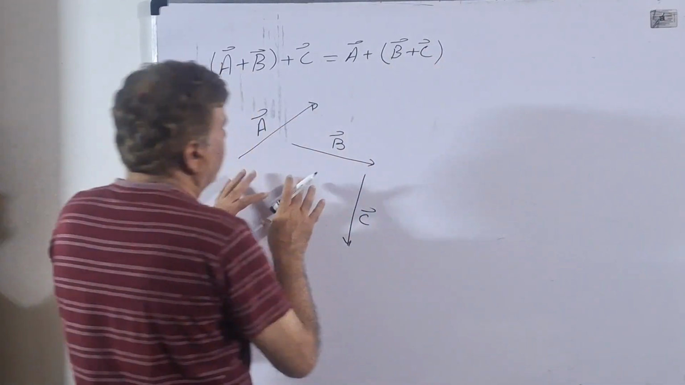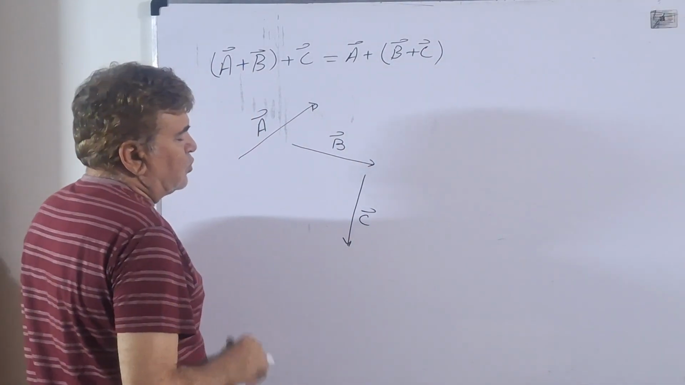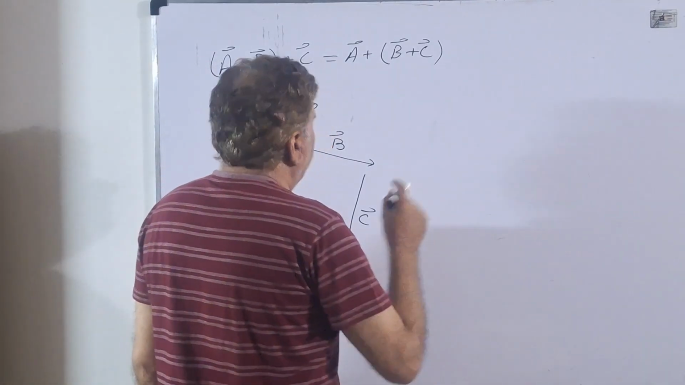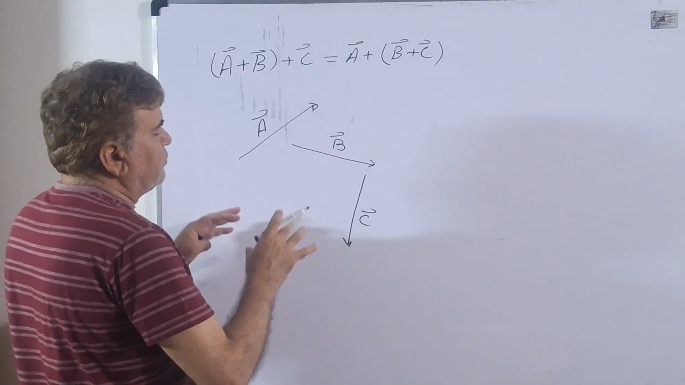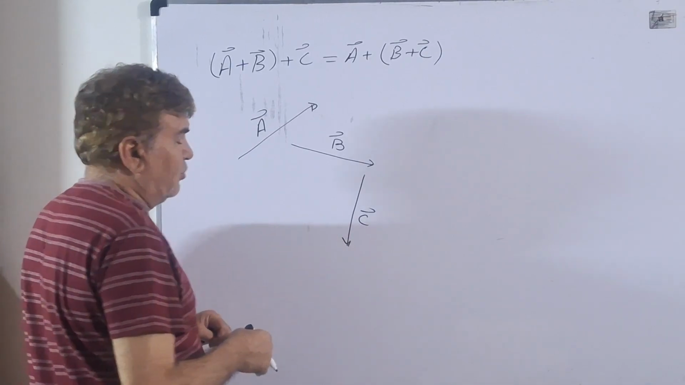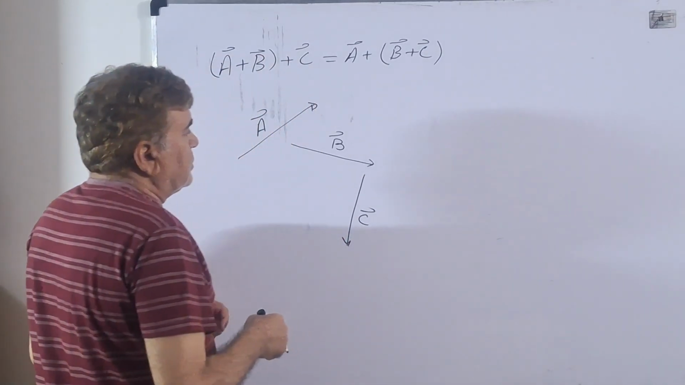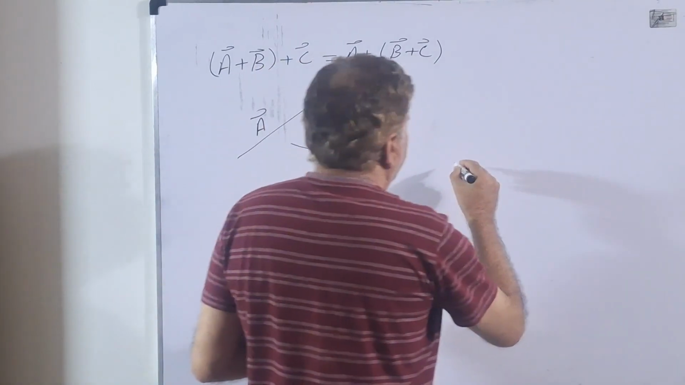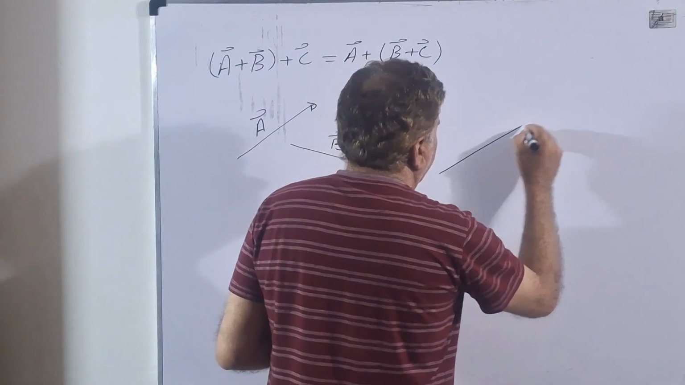So what I do, I want to add these vectors through the head to tail rule, and we have learned that the order of adding these vectors is not important. That we have already discussed in one of our videos. So I can take vector A first to draw it in this direction.